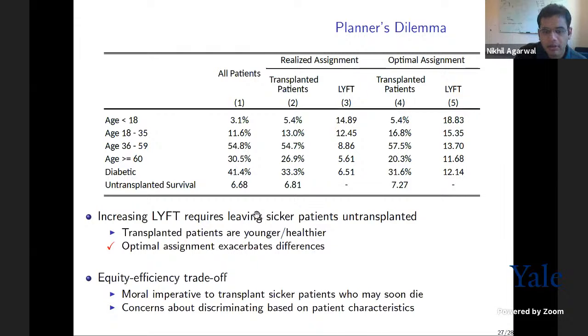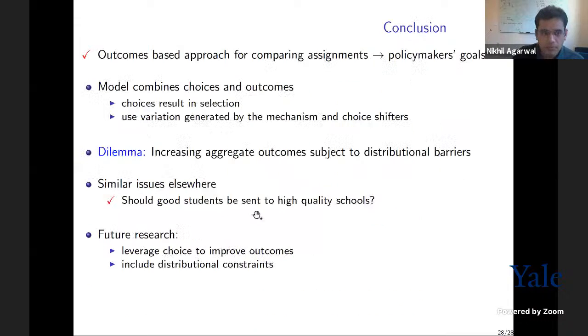and the untransplanted survival is higher. Okay, the optimal assignment, the lift maximizing assignment, leans on this difference even more, transplanting yet healthier patients. So this results in an equity efficiency trade-off because there may be a moral imperative to transplant the sickest patients who might soon die, and there may be some concerns about discriminating against patients with specific characteristics.